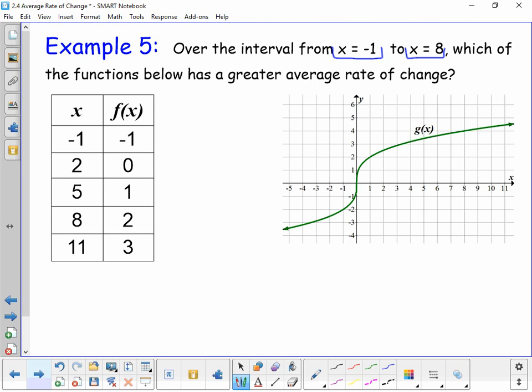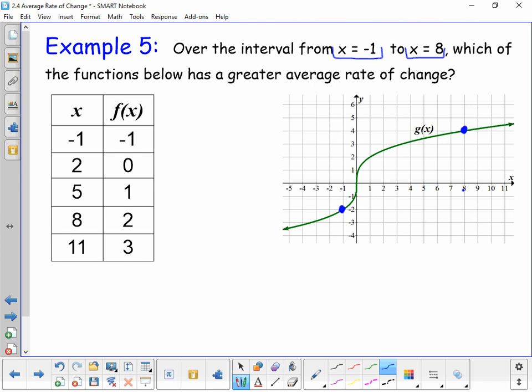Function f of x is given to me in a table. Function g of x is shown on the graph. So let's start with function g of x. Again, we started with graphs at the beginning. To find that average rate of change, I just want to count out what the slope is between this point -1, -2, and the other end of my interval is where x is equal to 8, so here.